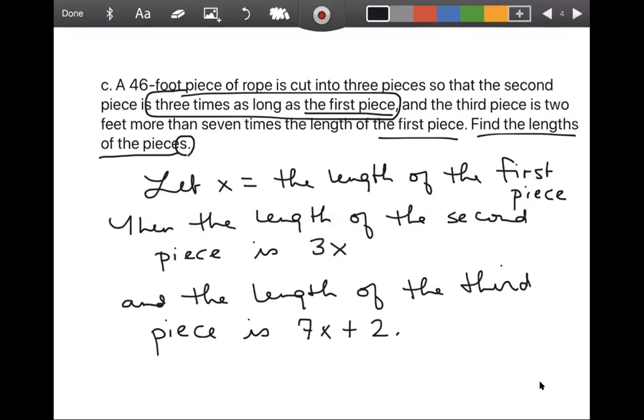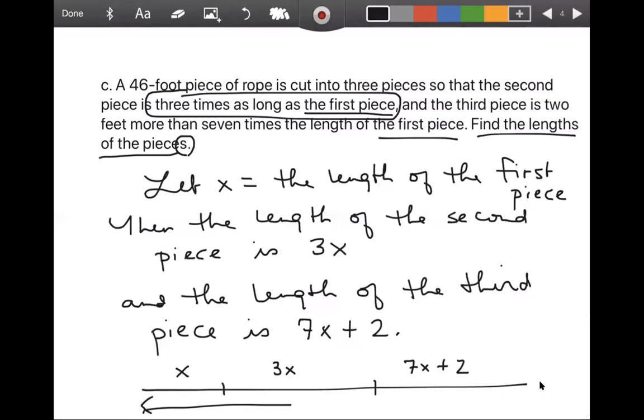All right. So here's the piece of rope. I can draw a pretty good piece of rope. First piece is X feet long. Second piece is 3X feet long. By the way, this picture is not to scale. Third piece is 7X plus 2. And the whole entire rope is how long? 46 feet. So do you see how to write the equation?